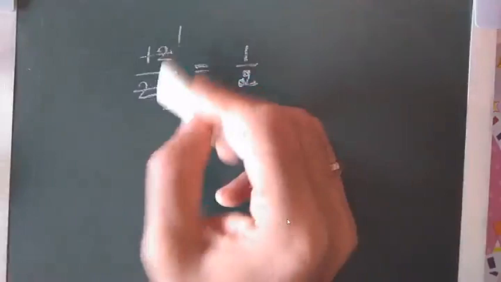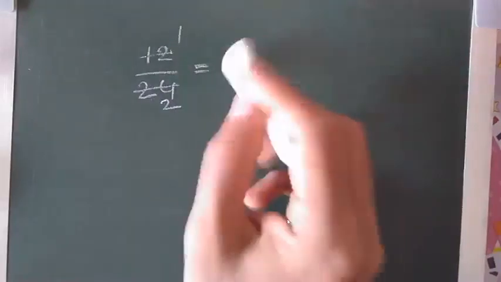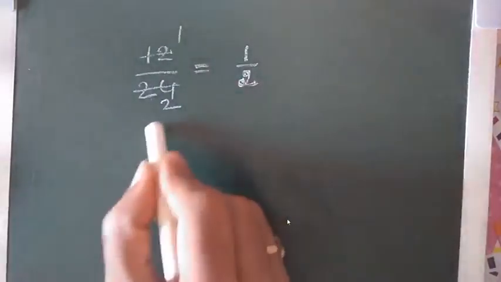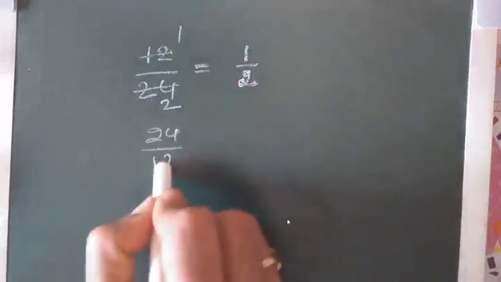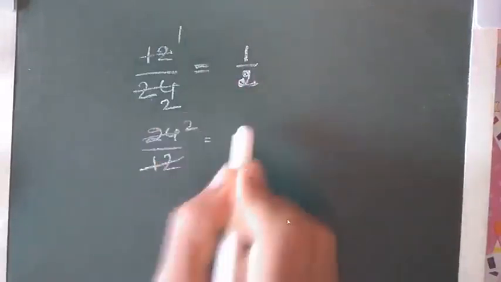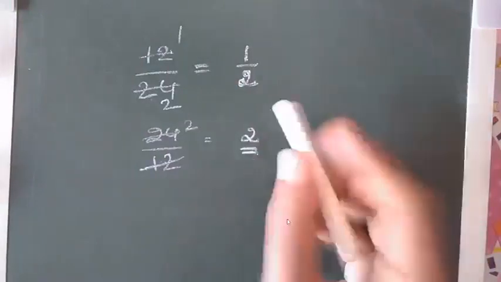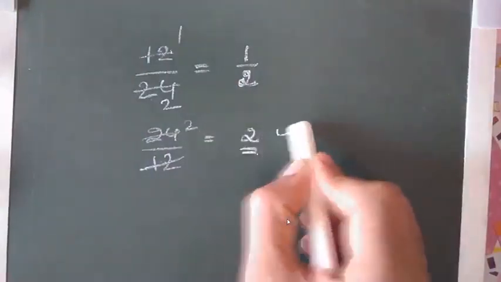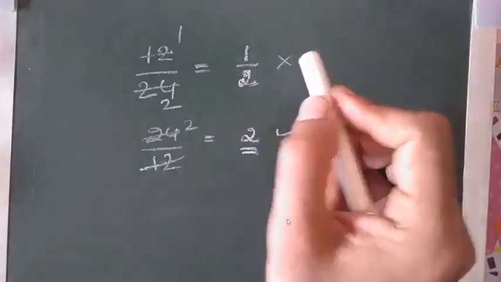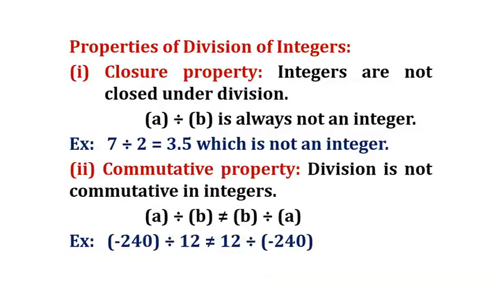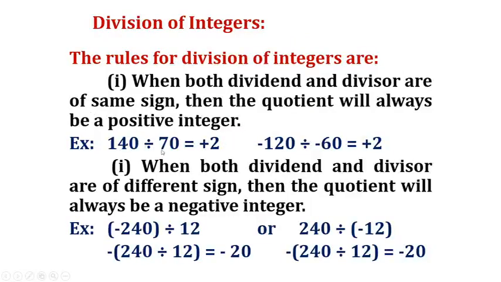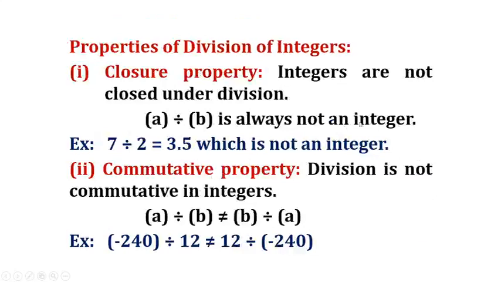So if you divide two numbers, you will not always get an integer. But if you divide 24 by 12, you will get 2. This is an integer. In this situation you are getting an integer, but here you are not getting an integer. That's why integers are not closed under division. So a divided by b is not always an integer. For example, 7 divided by 2 is 3.5, which is not an integer.